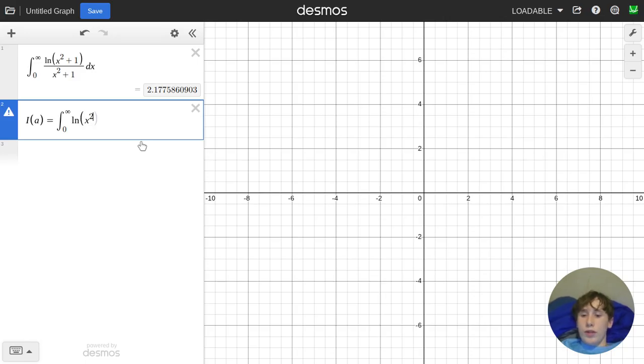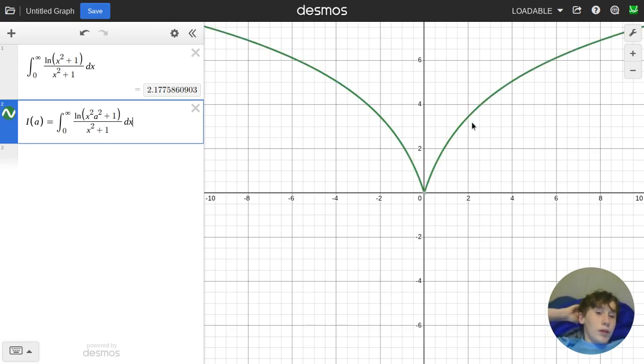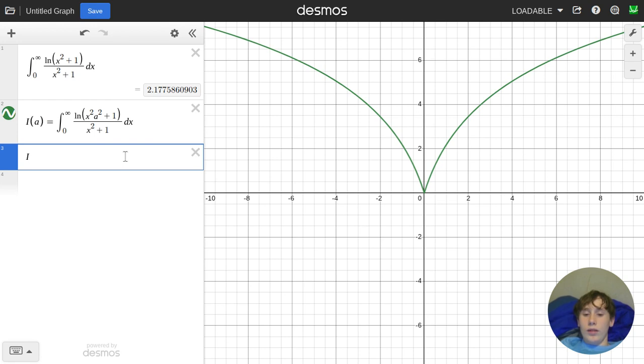Log natural of x squared times a squared plus 1. Just to keep it symmetrical there. Well, we have this, so we can go ahead and track what would be at 1 to make sure we're doing this right. Yeah, we're doing it right. Okay. So now let's take the derivative with respect to a, which is I prime a.